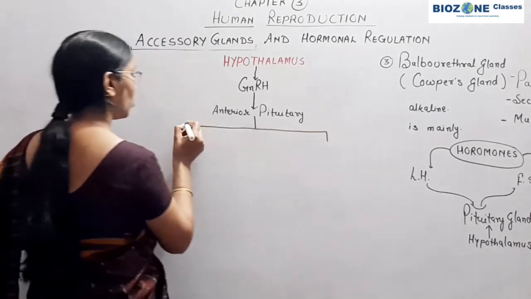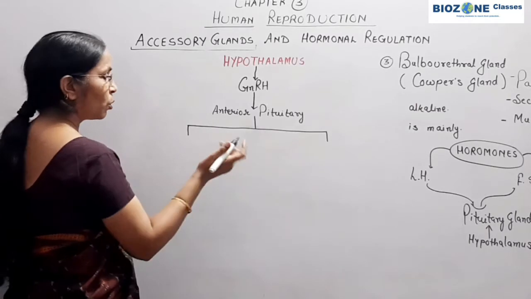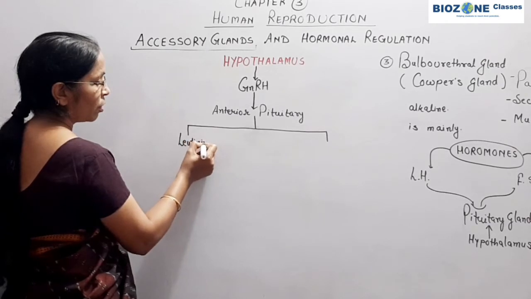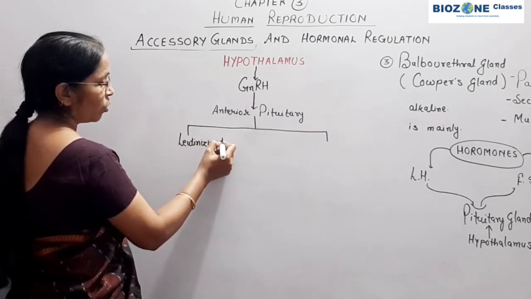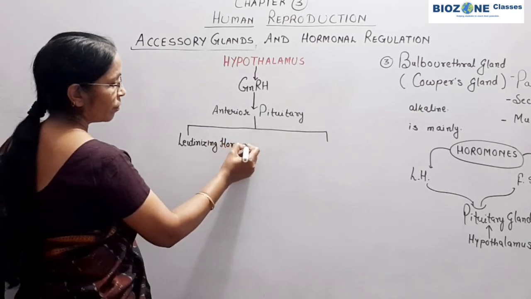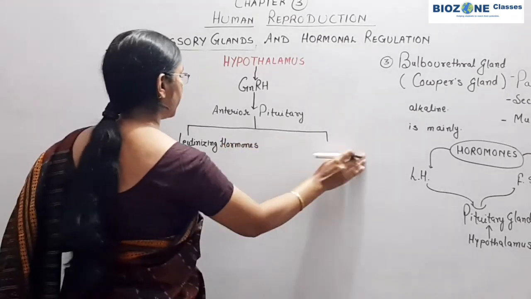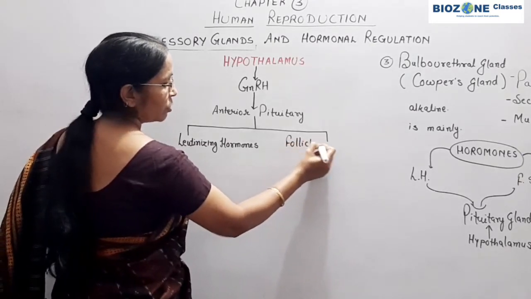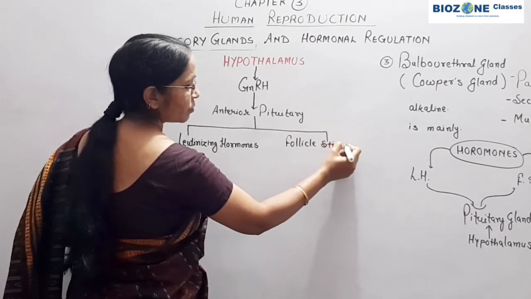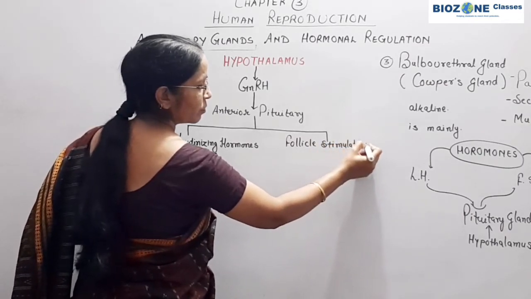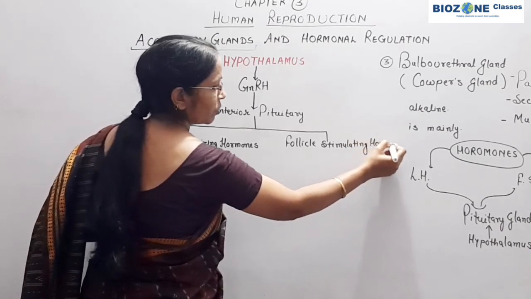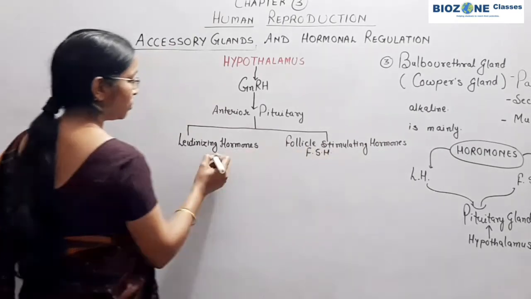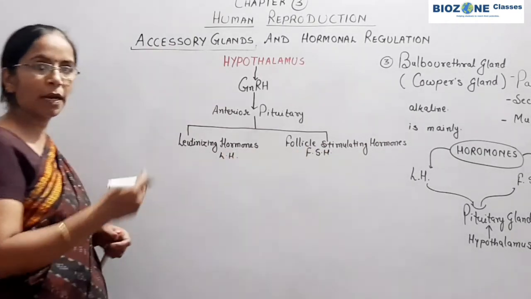anterior lobe of the pituitary gland starts to release two hormones, that is luteinizing hormone and follicle stimulating hormone, FSH and LH. This part you remember.